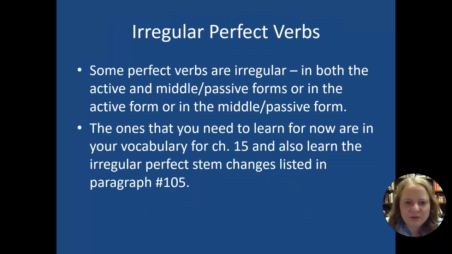And so some perfect tense verbs are irregular in both the active and the middle passive forms, and these are the ones you're just going to have to learn. For now, you just want to learn your vocab in Chapter 15. Those are the irregular ones that you want to pay attention to. And if you want to go the extra mile, the irregular perfect stem changes that are listed in paragraph 105 are really the ones that you want to know.